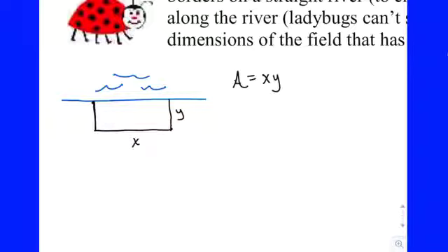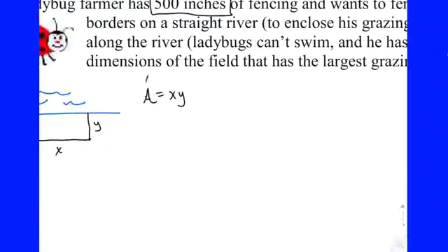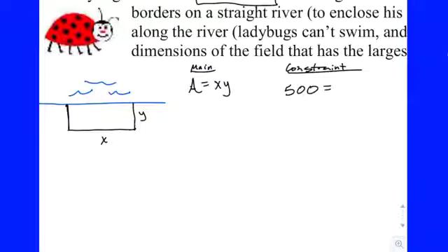So what's preventing us from making this rectangular pen infinitely large besides planet Earth? The fact that the guy wants to use what's on hand, 500 linear inches of fencing. So that's your constraint equation. If you want to label it, you don't have to. That's your main equation. And then your constraint equation is 500 has to equal, it's not quite the perimeter. What is it? 2y. Yeah, x plus 2y or 2y plus x. There's only one x that's needed because the river is the boundary on the other side.